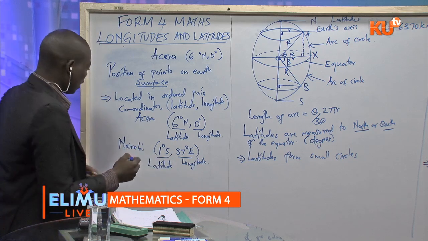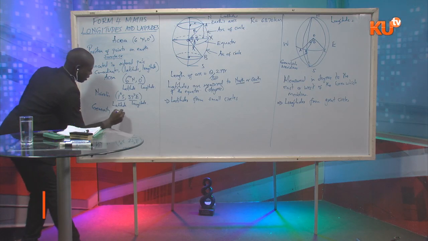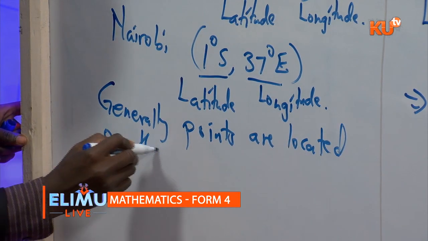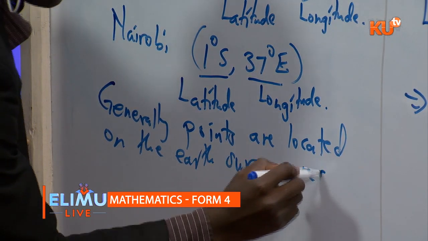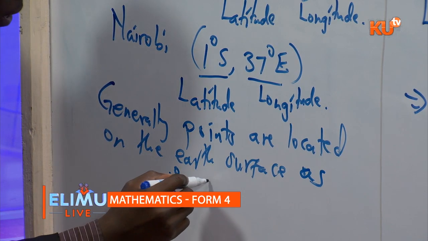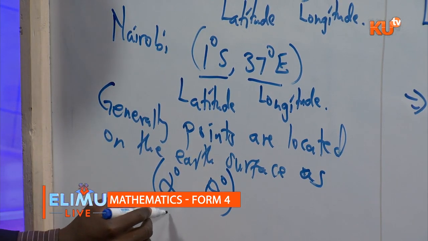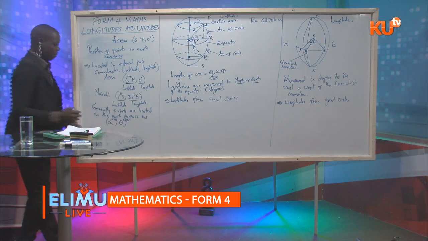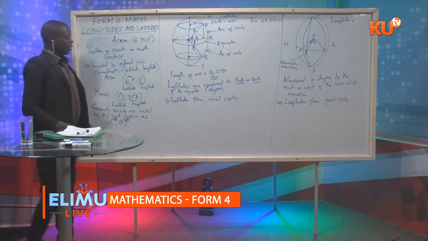Therefore, it is important to understand in general that points are located on the Earth's surface as alpha degrees against theta degrees. The latitude could be north or south, and the longitude could be east or west, depending on the location of the town or the place that you'll be dealing with. So that is how we locate.